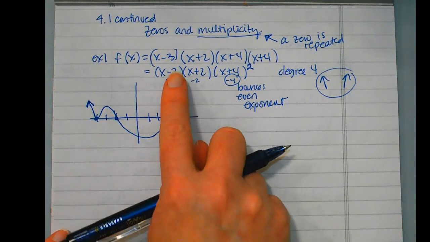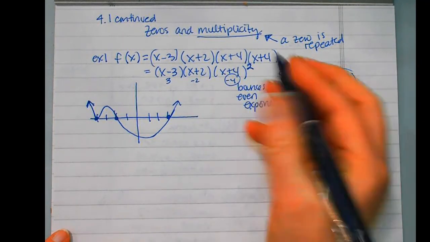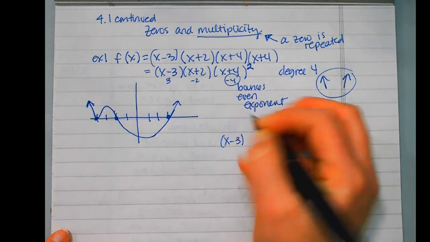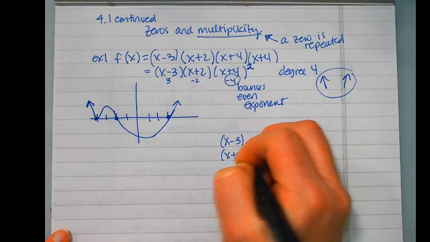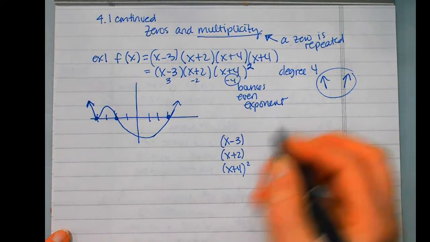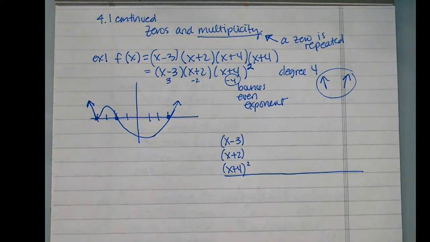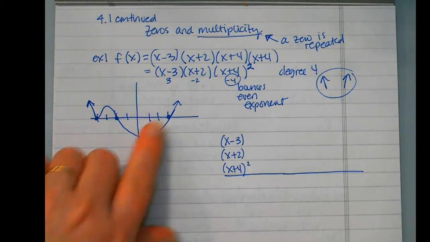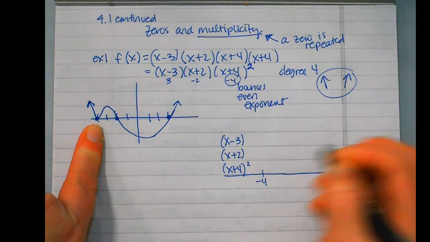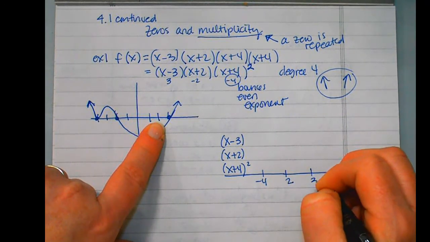So I have 1, 2, 3, 4 factors. I'm going to list them like this, though, with this one squared. I'm going to list them funny. It's going to look like a vertical list. X minus 3, x plus 2, and x plus 4 squared. And on the bottom, I'm going to write the zeros that I found. So I'm going to put them in order. Negative 4 is the first one on the number line, then negative 2, and then 3.